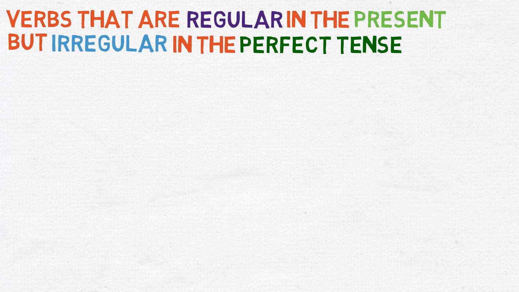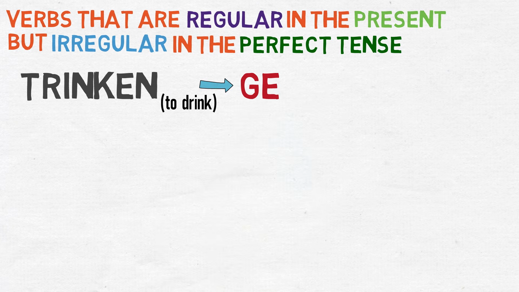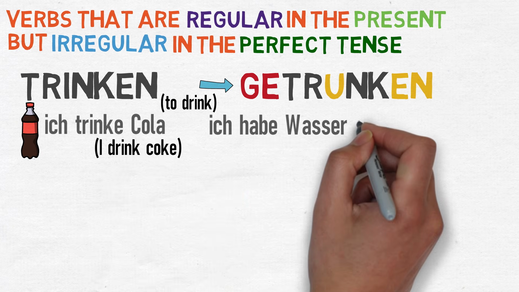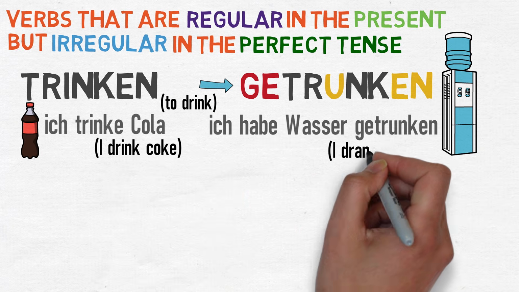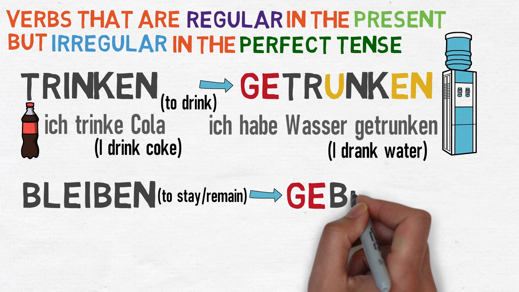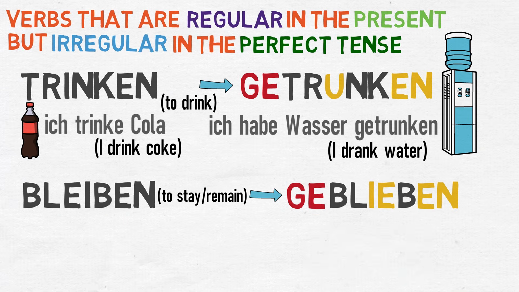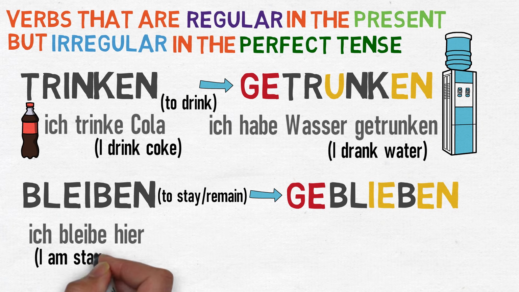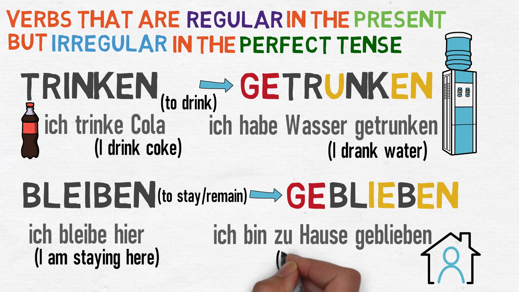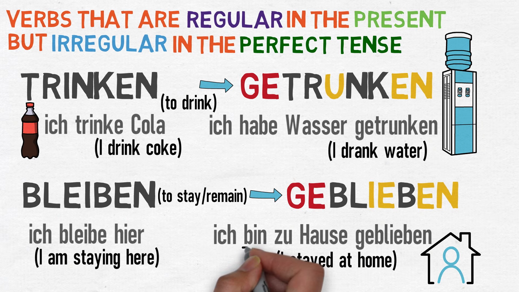Some common ones are trinken, to drink, which becomes getrunken. For example, ich trinke Cola, I drink Coke. Ich habe Wasser getrunken, I drank water. Bleiben, to stay or to remain, which becomes geblieben. Ich bleibe hier, I'm staying here. Ich bin zu Hause geblieben, I stayed at home. Notice that the helping verb is sein, as we said stayed.